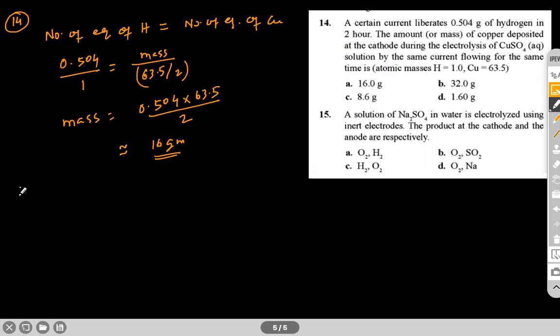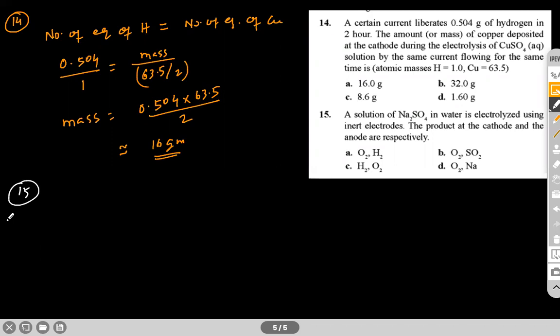Okay, 15th one you see. The solution of this in water is electrolyzed using inert electrode. The product at cathode and at anode. Okay, so this actually you should know what is the product we get in this case. It's a theoretical concept, the 15th one.